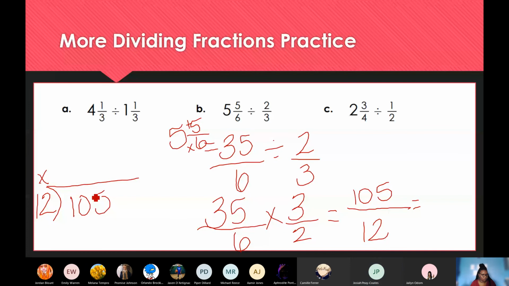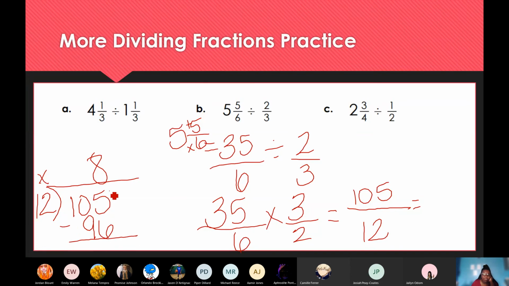9. What is 12 times 9? Take some time and look at your 9 times tables. What is 12 times 9? It's 108. So that's too big. So if 9 doesn't work, what number could I try? 8. And what is 12 times 8? 96.